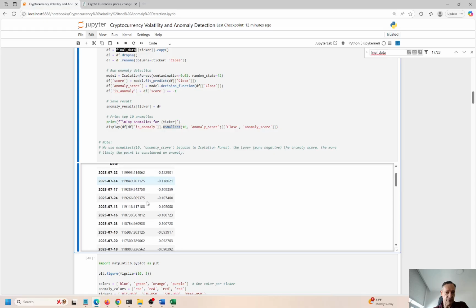So BTC is Bitcoin. For ETH, honestly, I'm not a crypto expert here, so I don't know what that is. ETH is Ether or something. I'm not even sure what that is. I have to look it up. But you can see the 10 smallest for that, right? So it goes in descending order.